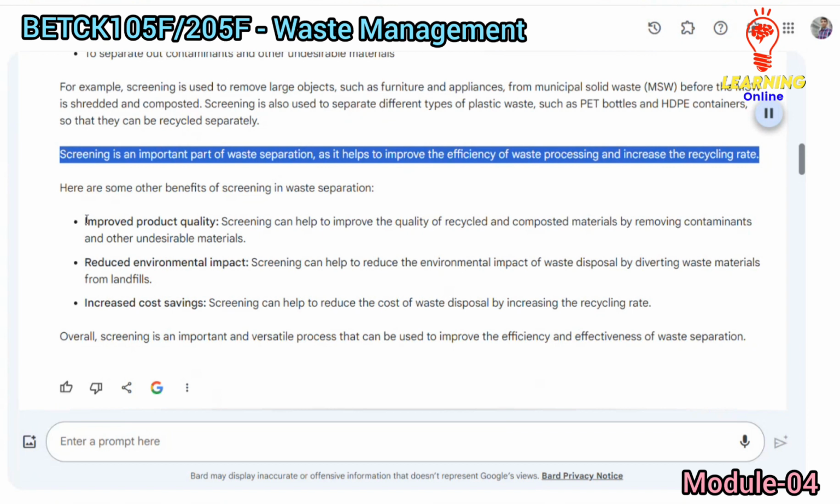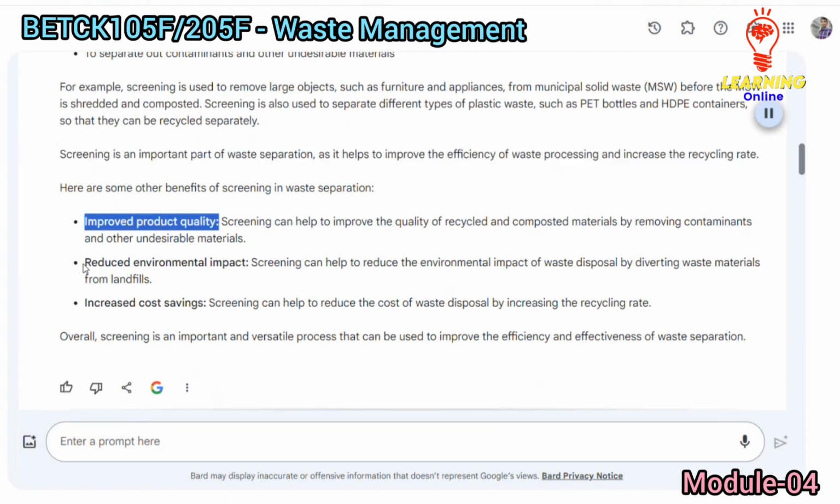Improved product quality. Screening can help to improve the quality of recycled and composted materials by removing contaminants and other undesirable materials. Reduced environmental impact. Screening can help to reduce the environmental impact of waste disposal by diverting waste materials from landfills. Increased cost savings. Screening can help to reduce the cost of waste disposal by increasing the recycling rate. Overall, screening is an important and versatile process that can be used to improve the efficiency and effectiveness of waste separation.